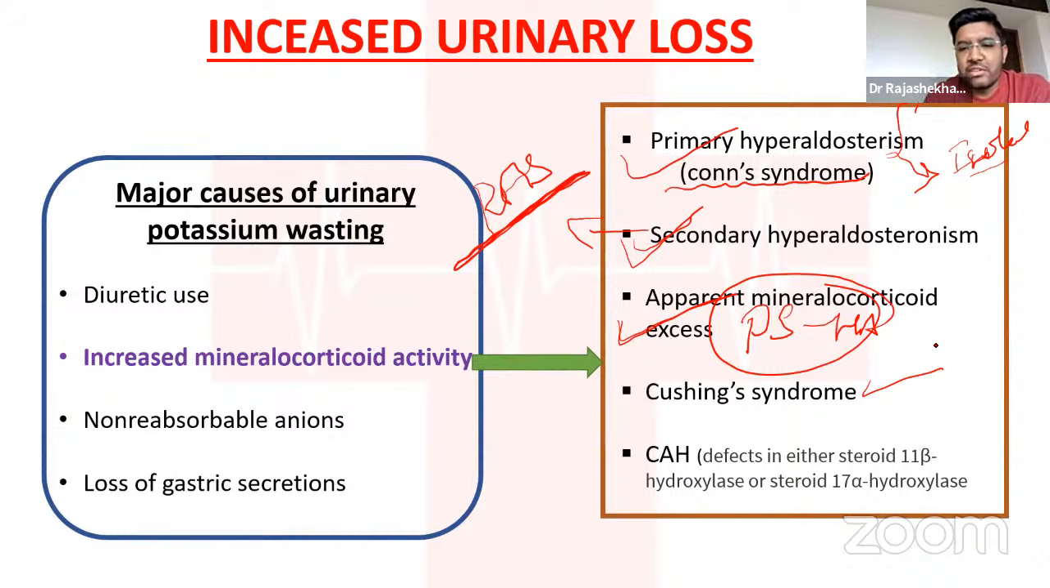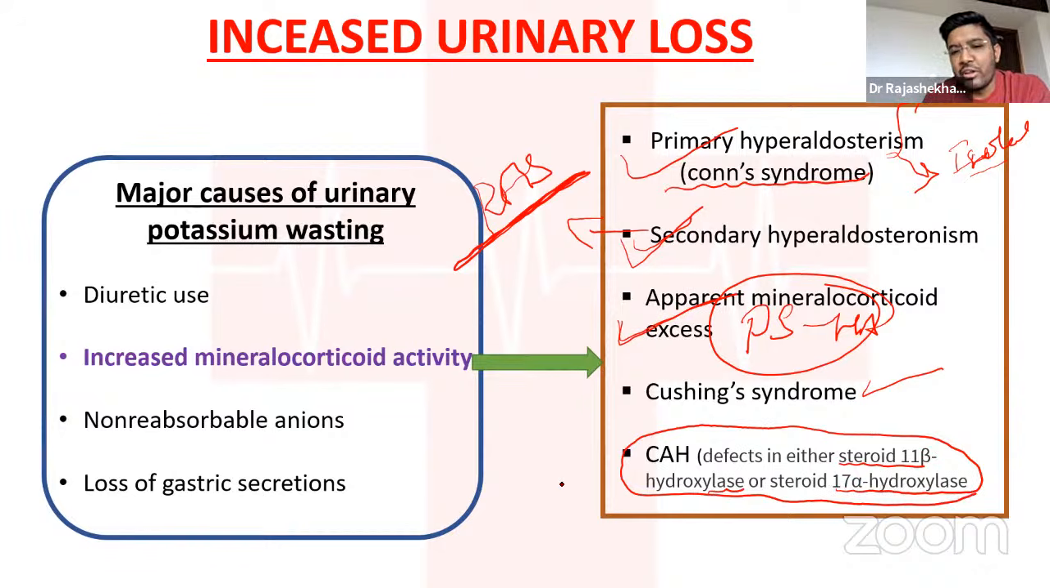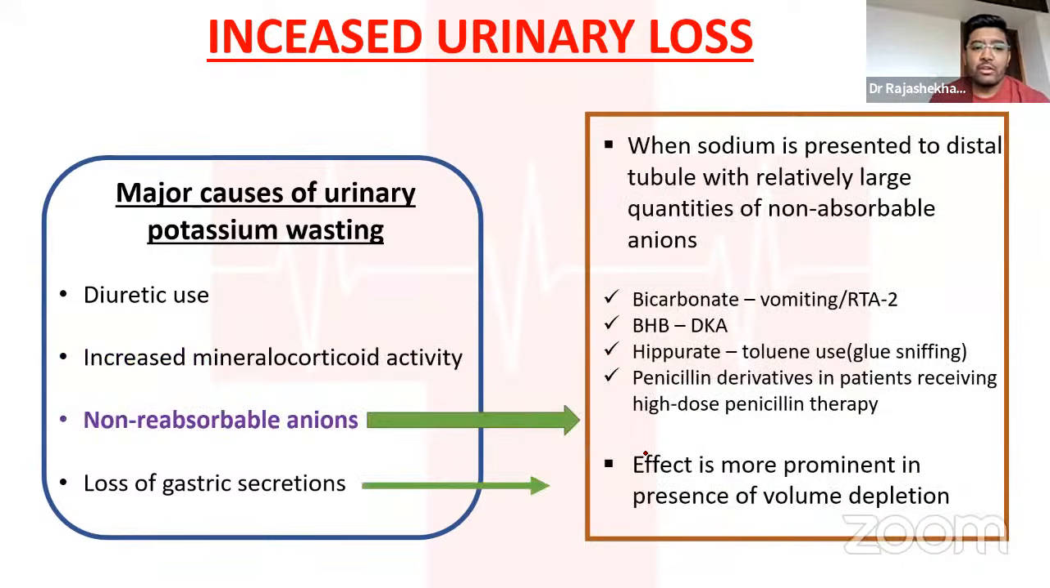The CAH, that is congenital adrenal hyperplasia, either deficiency of 11 beta hydroxylase or 17 alpha hydroxylase. These two deficiencies are going to cause hypertension and hypokalemia in a patient of congenital adrenal hyperplasia, whereas 21 hydroxylase deficiency is not going to cause hypertension. Then non-reabsorbable ions. This is when sodium, which is filtered in the glomerulus, is presented to the distal tubule combined with large quantities of non-absorbable anions. So sodium, since it is a positive ion, usually has a tendency to combine with the negative ion.